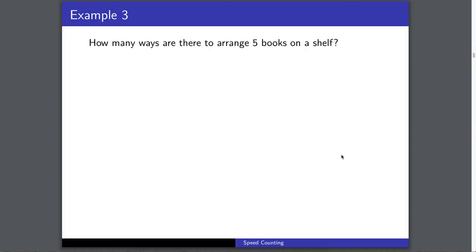All right, so example 3: how many ways are there to arrange 5 books on a shelf? So we have 5 books. We're just going to arrange them all. We can do 5 times 4 times 3 times 2 times 1, or real quickly do 5 factorial and get 120 different arrangements of those 5 books on the shelf.